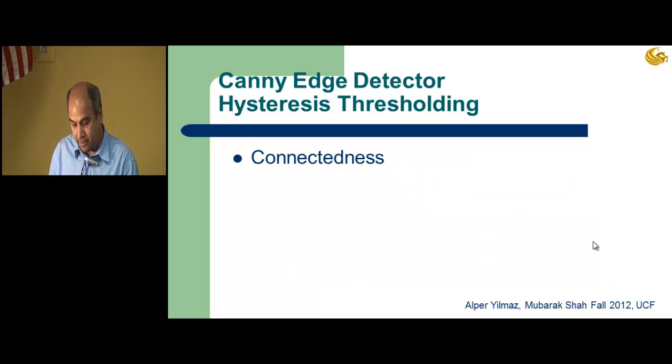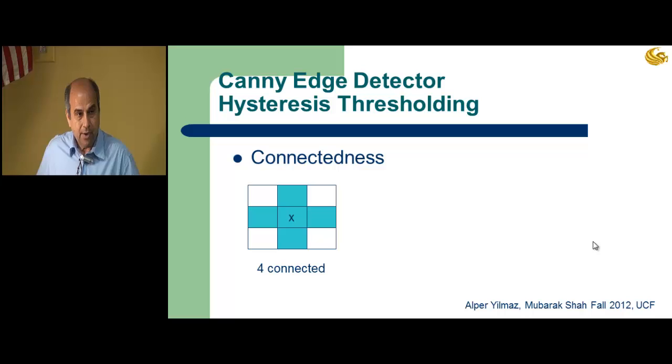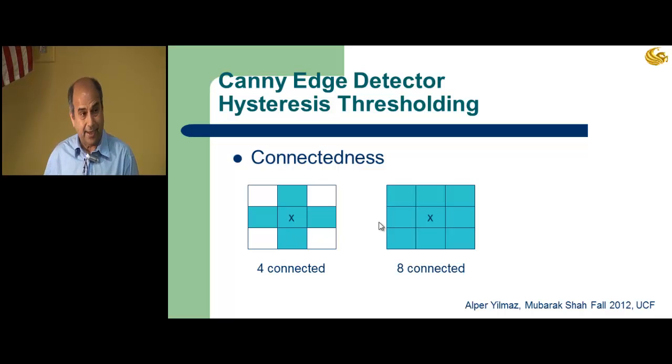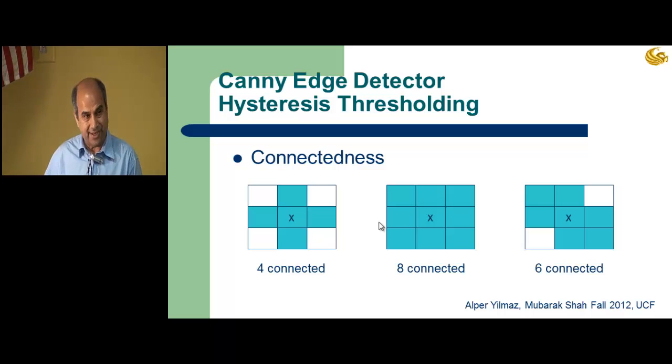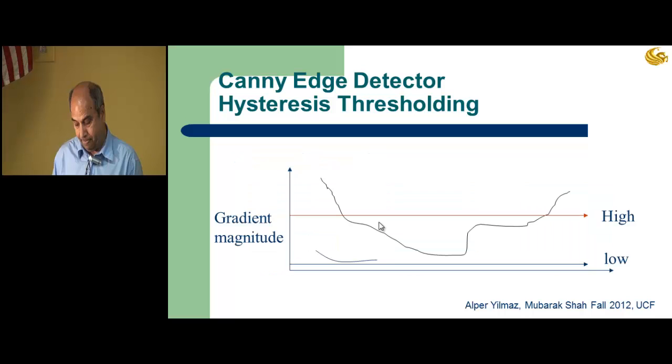So let's first look at what we mean by connectedness. If I have a pixel which is shown in the center, then if I use the 4 connectedness definition, this pixel is connected to this one, this one, this one, this one: left, right, top, bottom. That's called 4 connectedness. And then this is 8 connectedness, where it's connected to all 8 neighbors. And there's actually 6 connectedness and so on. So there are different versions, but you need to make sure what you are using.